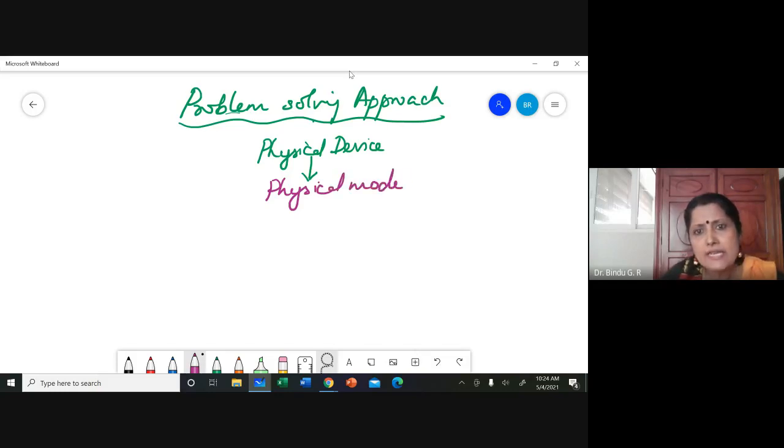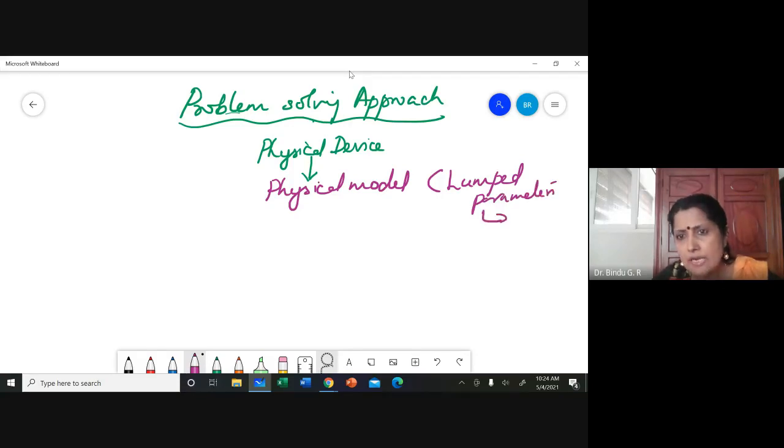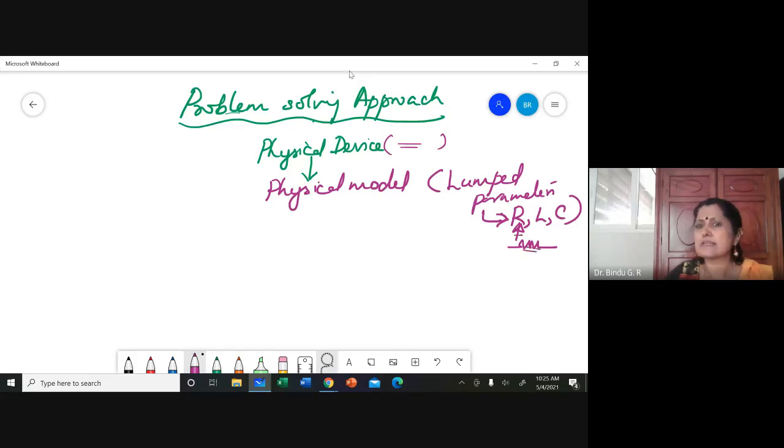What do you mean by the physical model? By physical model, what I mean is you have to convert it into the lumped parameters. Lumped parameters in the sense, I will have to convert it into R, L, C, etc. Here, the physical property of resistance is being modeled by this resistance. And so you will get a physical model in the form of a network or circuit. Okay. Now the physical model will be converted into a mathematical model.